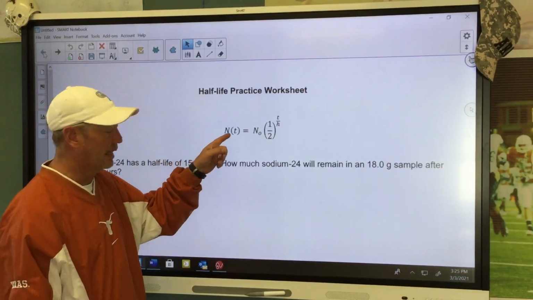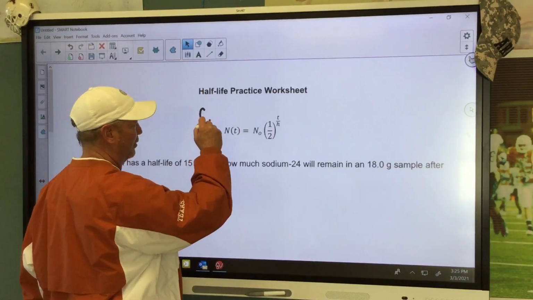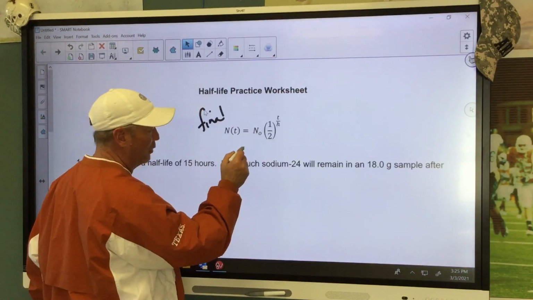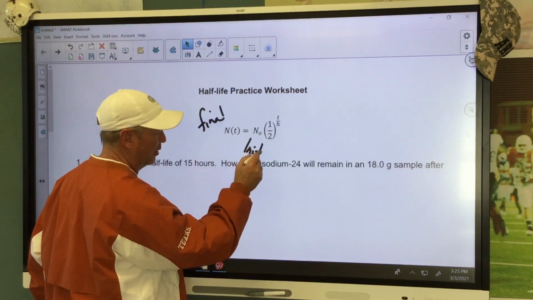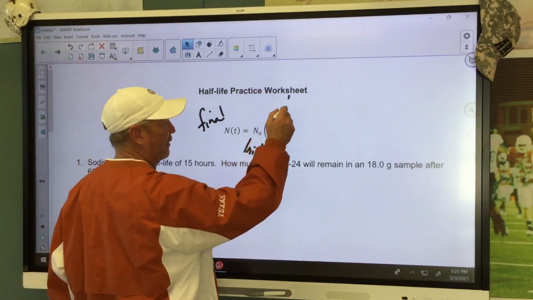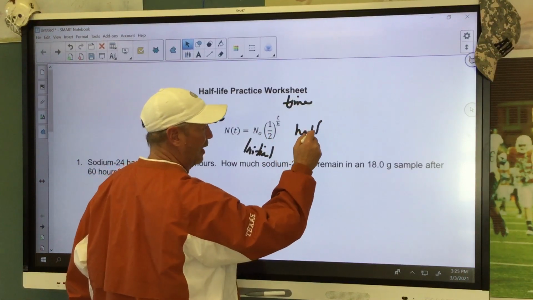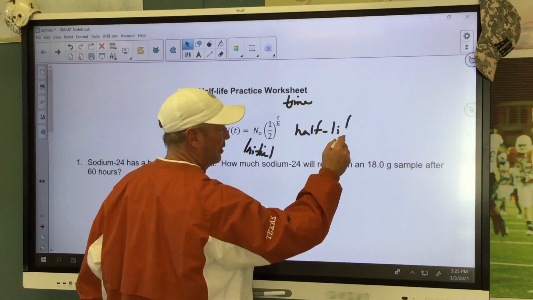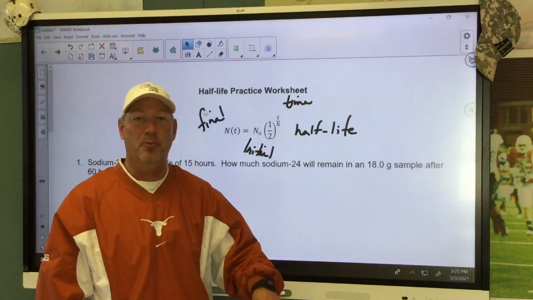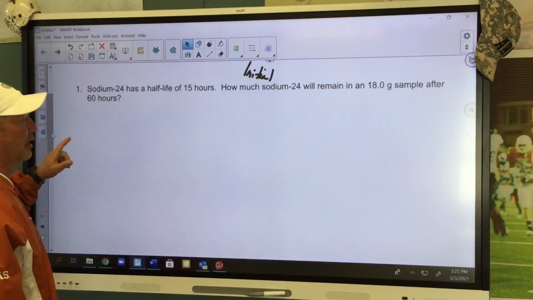Alright, so N subscript T is going to start as your final amount. N subscript O is going to give you your initial amount, okay? T is going to stand for time. H is going to stand for your half-life value. The 1/2 will be consistent. It'll be constant in all your problems, okay? So let's set it up. The hard part is setting up the equation.